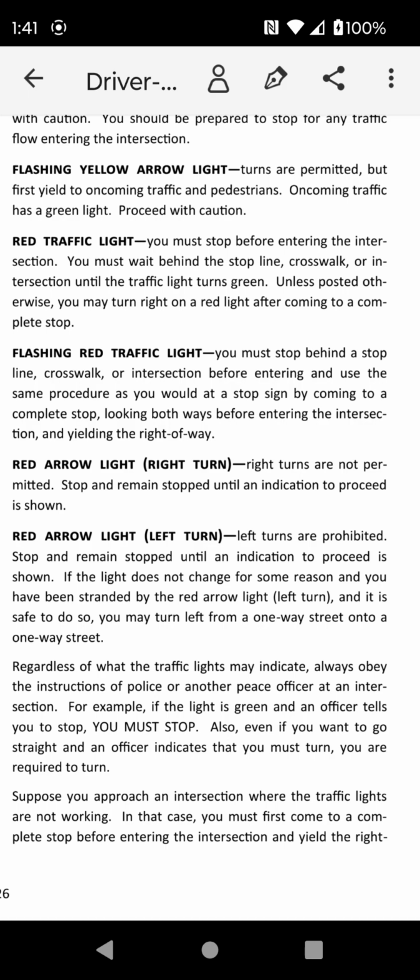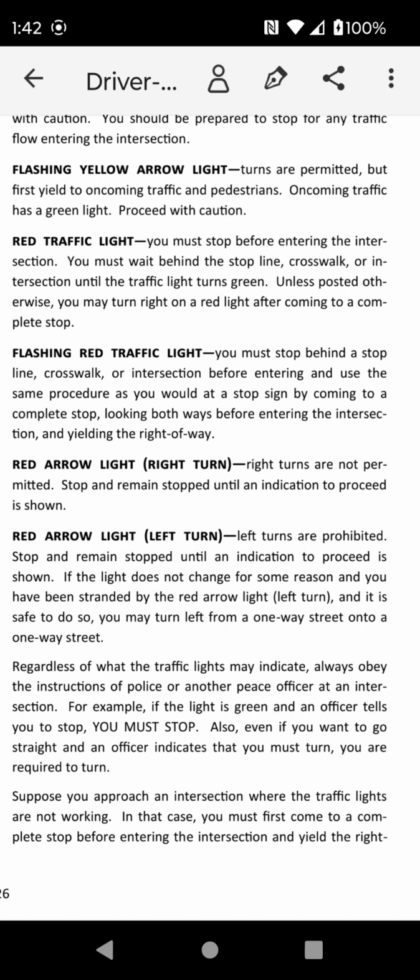The red arrow light for left turns indicates left turns are prohibited. Stop and remain stopped until an indication to proceed is shown. If the light does not change for some reason and you have been stranded by the red arrow light, and it is safe to do so, you may turn left. If it is safe to do so, you may also turn left from a one-way street onto a one-way street.